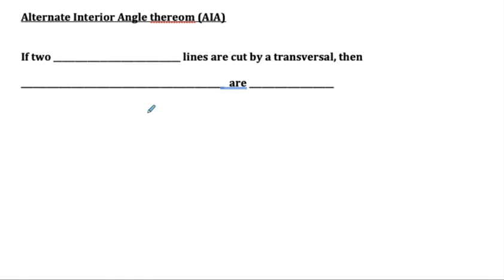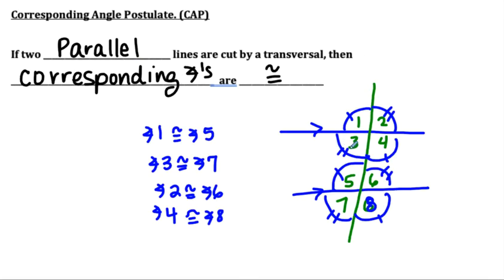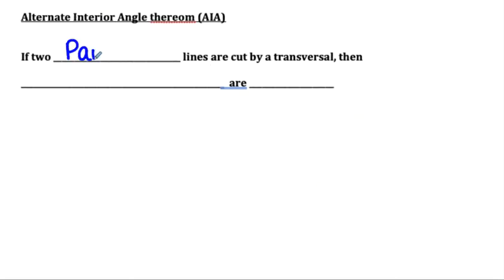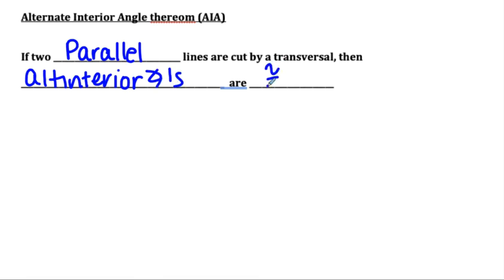All right, so then we have the alternate interior angle theorem. If we go back to that picture, we can see that all of our alternate interior angles, these 3 and 6 and 4 and 5, are also congruent. So if two parallel lines are cut by a transversal, then alternate interior angles are congruent as well.